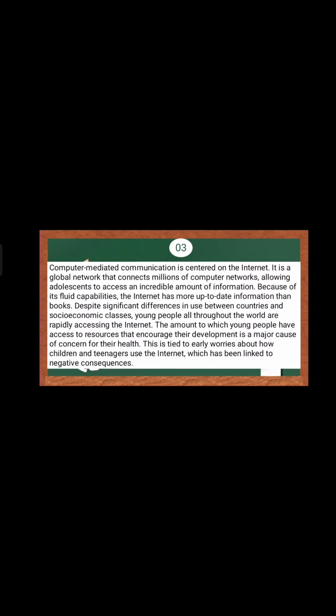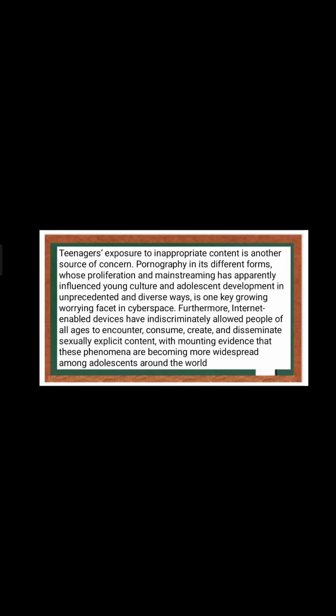Despite significant differences in use between countries and socioeconomic classes, young people all throughout the world are rapidly accessing the internet. The extent to which young people have access to resources that encourage their development is a major cause of concern for their health. This is tied to early worries about how children and teenagers use the internet, which has been linked to negative consequences. Teenagers' exposure to inappropriate content is another source of concern.